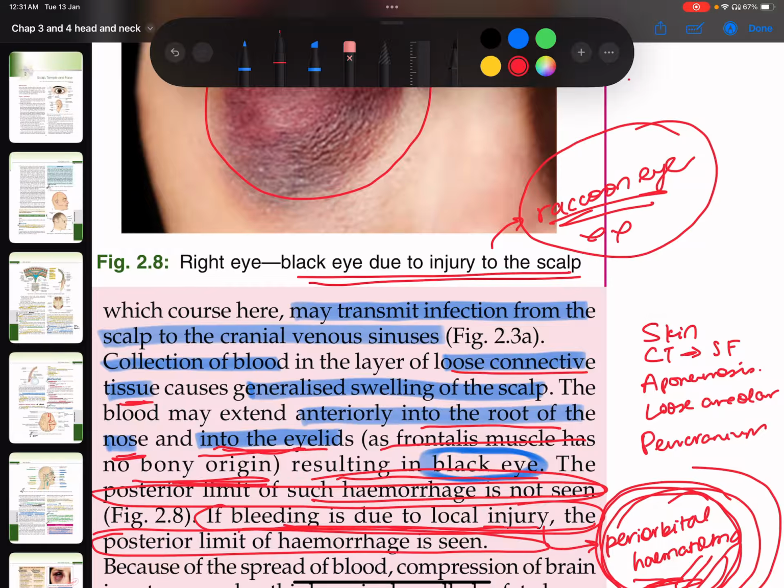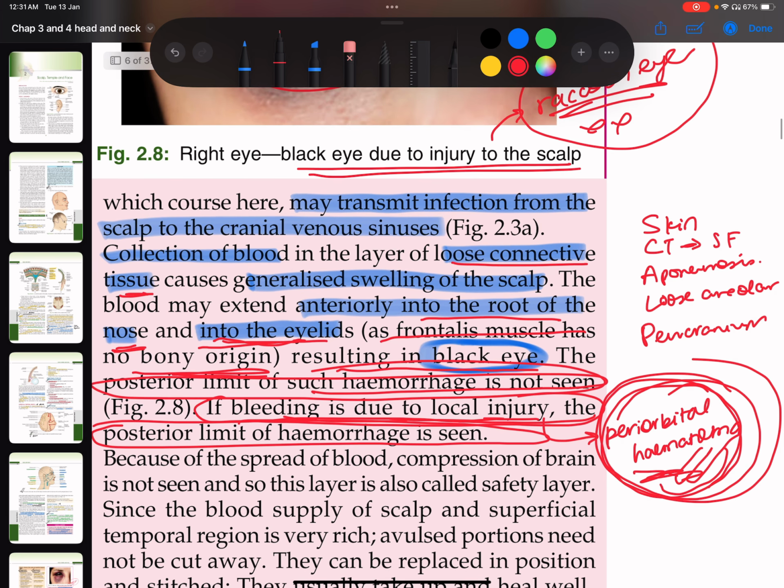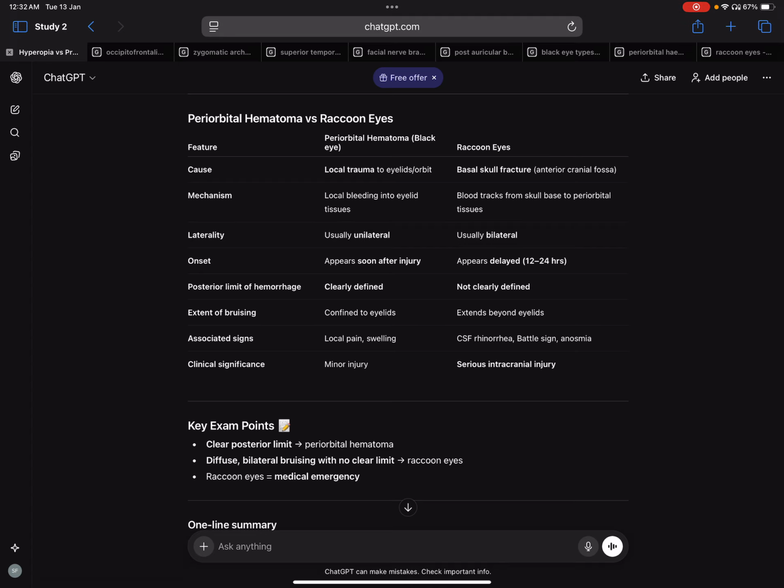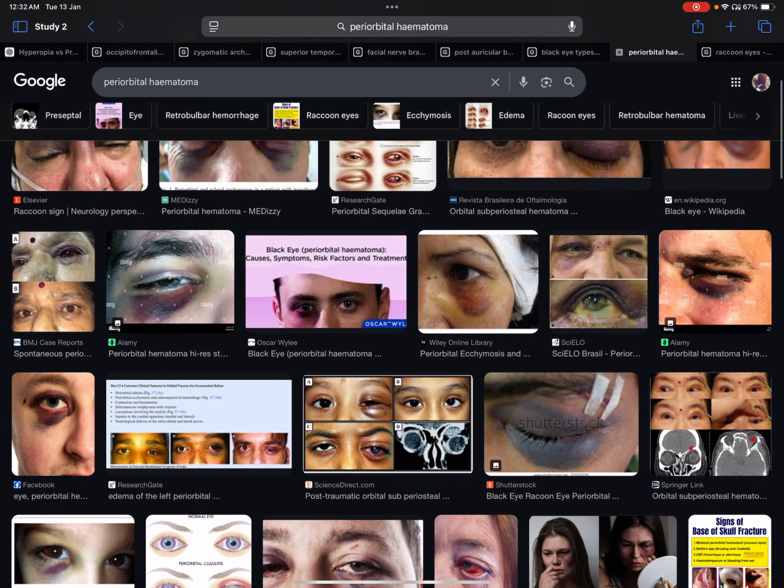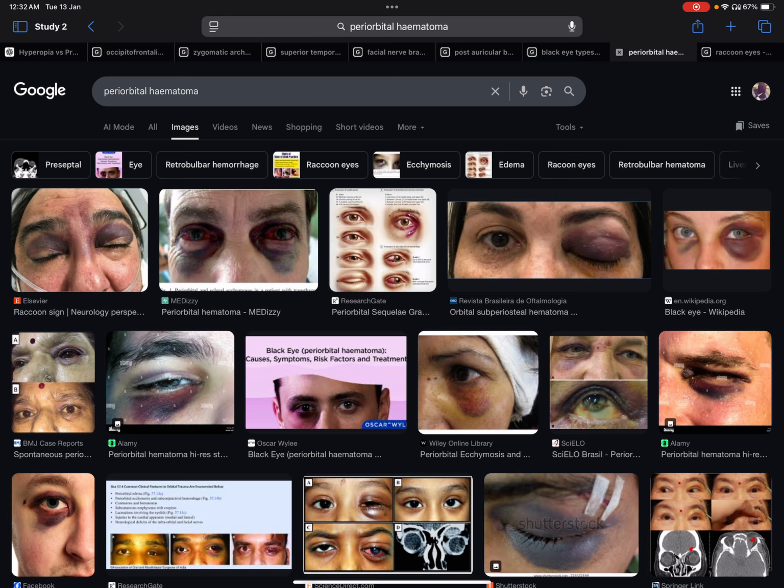But here, there will be a certain region with which, for example, someone's fist came into contact. Only that region where the fist came in contact will have the bleeding. That's why the posterior limit of hemorrhage is seen in periorbital hematoma, but not in raccoon eye. Here I have a direct comparison, and also these are the images for you if you want to see. This is the periorbital hematoma, which is caused by local injury to the eye.